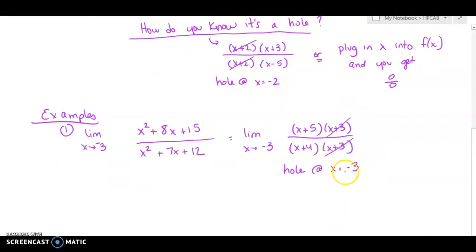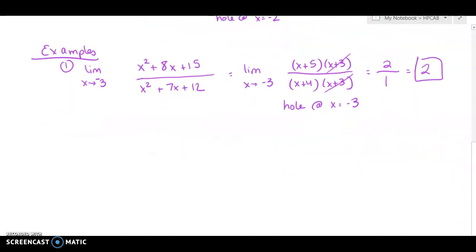So what we're going to do is plug -3 into this function without those pieces that got canceled. So if you plug in -3, you're going to get -3 plus 5, which is 2, and then -3 plus 4 is 1. So you're going to end up with 2 for your answer. So because we're approaching a hole, we're going to figure out what the y value of that hole is, and that's what the limit will be equal to.